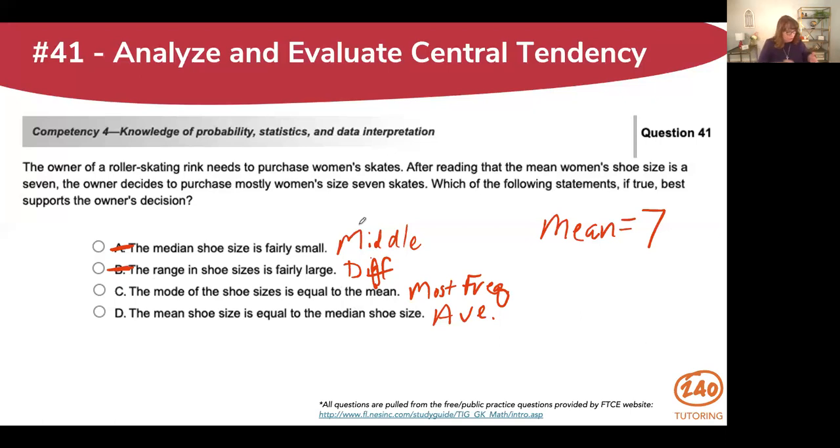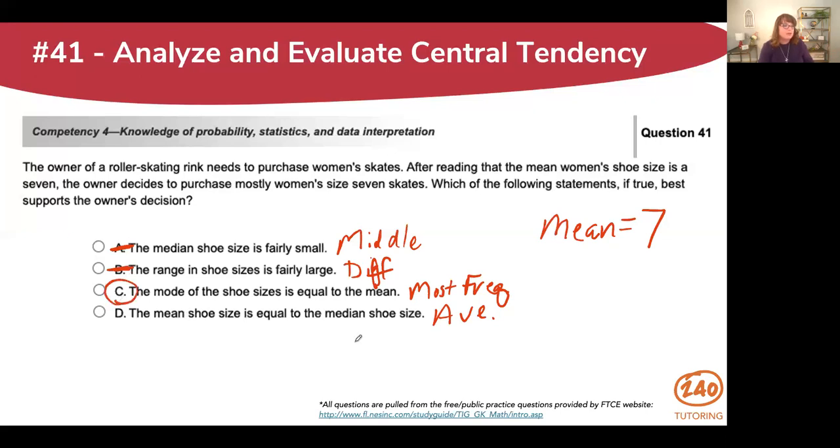So if I pulled a data set of the shoe size that was pulled every day, I would look for the one that occurred the most often. And so if that is the mode and it's equal to this mean of 7, then that makes sense that you would choose that size.